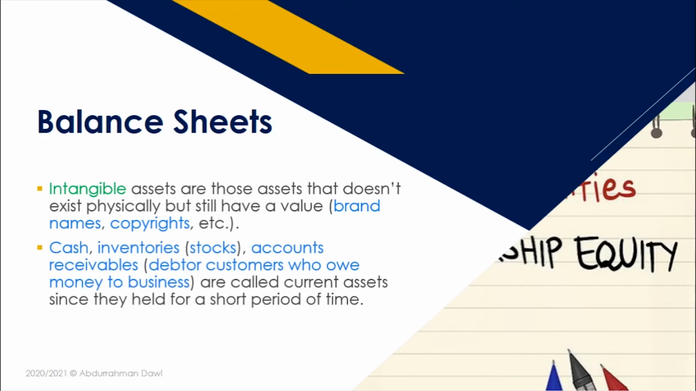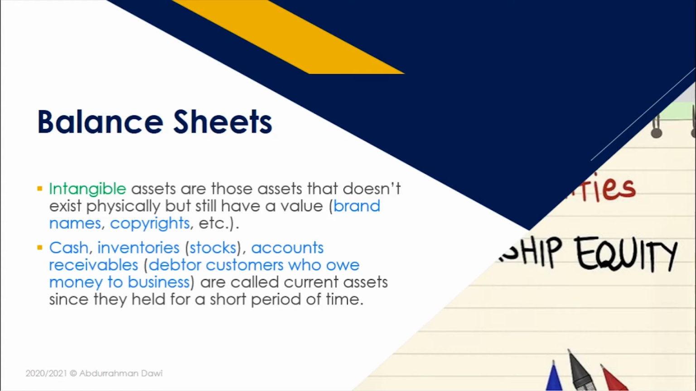Let's talk about the other type of assets. There is the cash, the money, anything that we have as a store or inventories, stocks. Besides that, there is also the accounts receivable. Accounts receivable is basically the people who owe the business money. People who bought from you and you still need to collect the money from them.